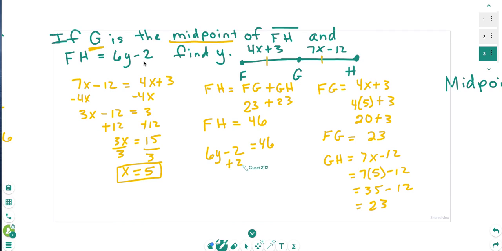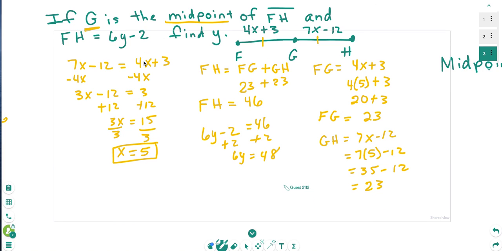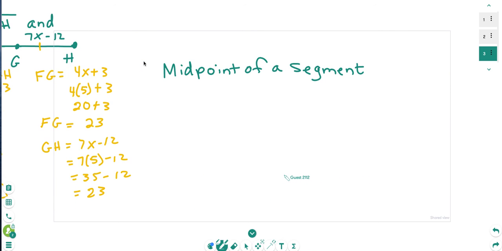Zero pair the 2. 6y is equal to 48. Divide by 6, divide by 6, y is equal to 8. And now you know how to find the midpoint and how to use that midpoint to find missing lengths.